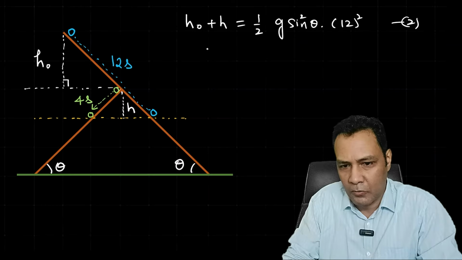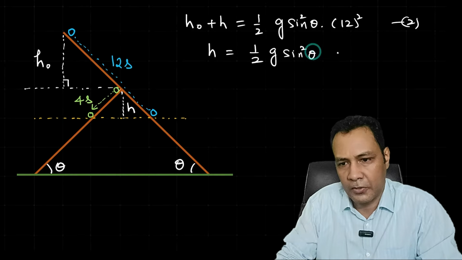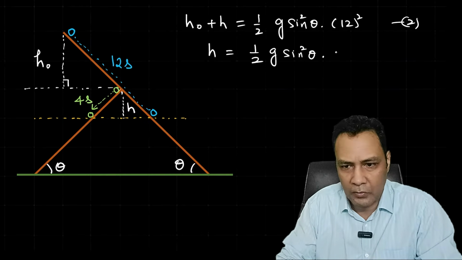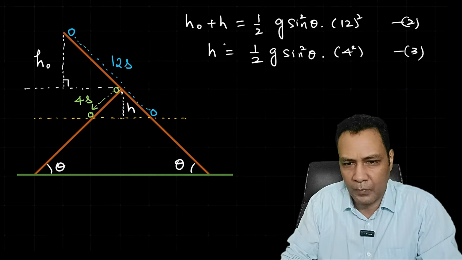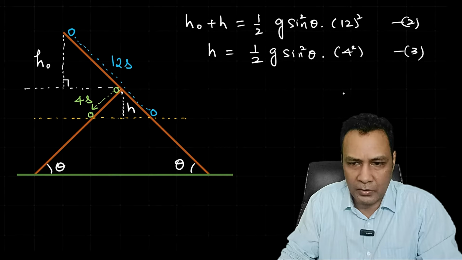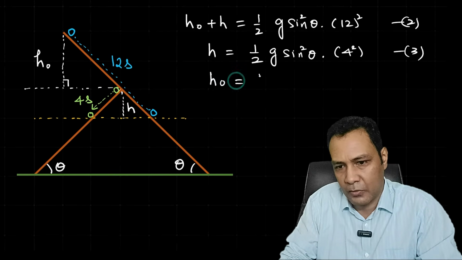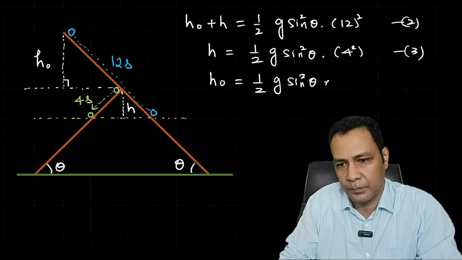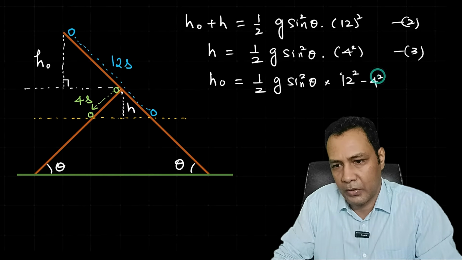And for this ball, again starting from rest, height fallen is h, time taken is 4 seconds, same incline, so h is equal to half g sin square theta into 4 square. So just take the difference of these two. If I subtract equation 3 from 2, I will get h naught is equal to half g sin square theta into 12 square minus 4 square. Let it be like this, and we'll come back to this equation later.